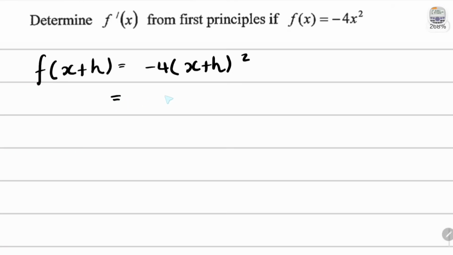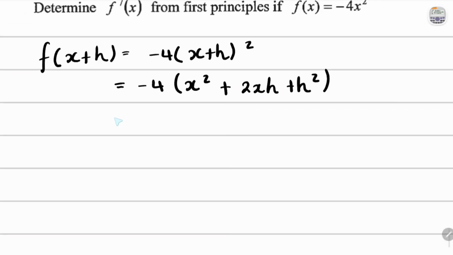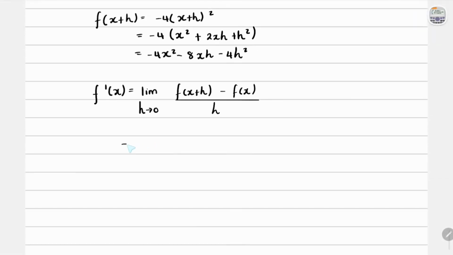When we simplify this, it's negative 4, and here, distribute this. It's going to be the first term squared, x squared, last term squared, plus h squared, and then first times second term, which is xh, and then times 2, which is positive 2xh. And then we distribute the negative 4. So that's negative 4x squared minus 8xh minus 4h squared. Okay, and let's go ahead and put down our formula. And we can go ahead and substitute.